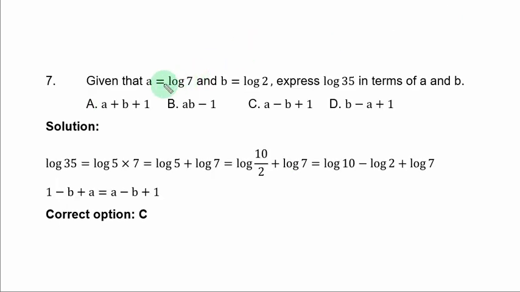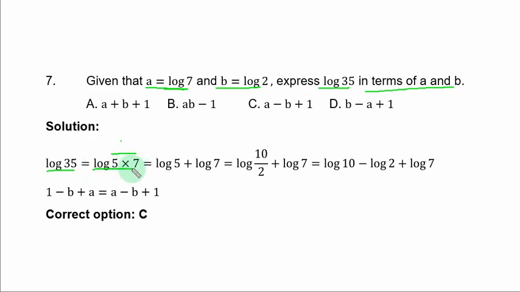Question 7. Given that A is equal to log 7 and B is equal to log 2, express log 35 in terms of A and B. So considering what you are asked to express, log 35, in order to have log 7, the factors to be used are 5 times 7.